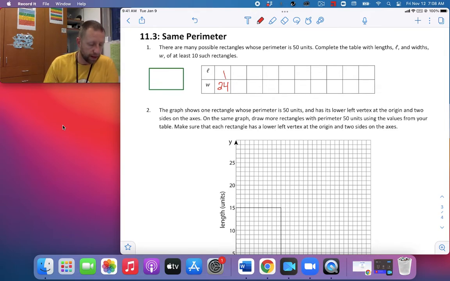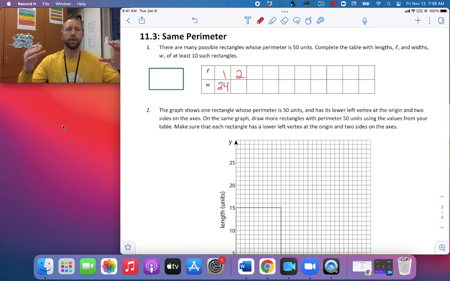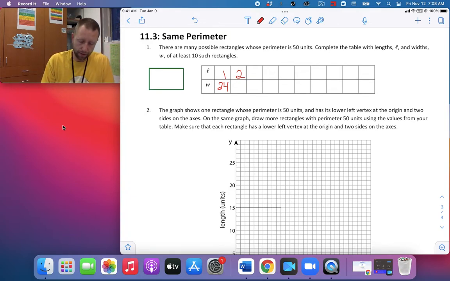Well, what if the length is 2? You see what I'm doing here? I'm just creating a pattern, trying to find a pattern. So if I increase the length, so now I've got a length of 2, that's 2 on one side, 2 on the other. 2 plus 2 is 4. Take that away from 50. 50 minus 4 is 46. 46 divided by 2 is 23. What if it's 4?